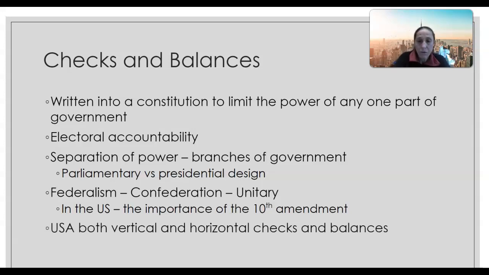The US has both vertical and horizontal checks and balances. The vertical ones are the federal government, state government, and local governments, and the horizontal one is the three branches of government: legislative, executive, and judiciary.